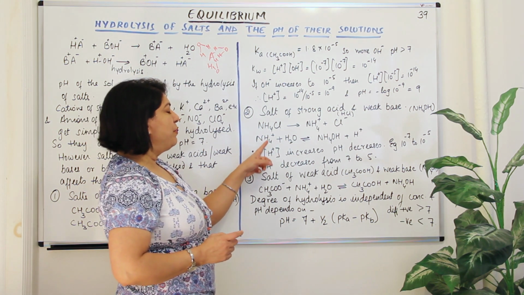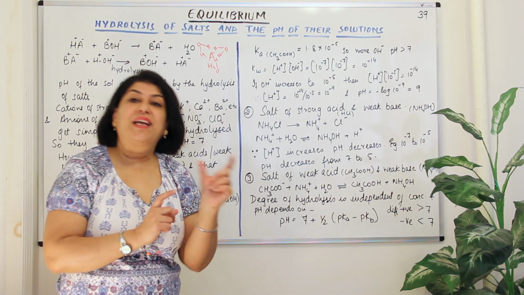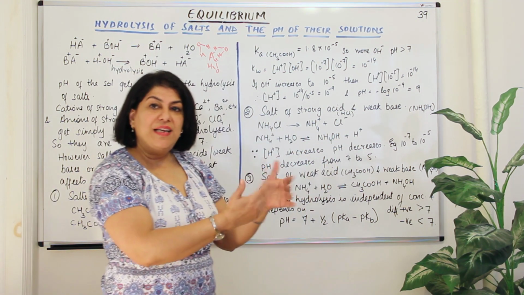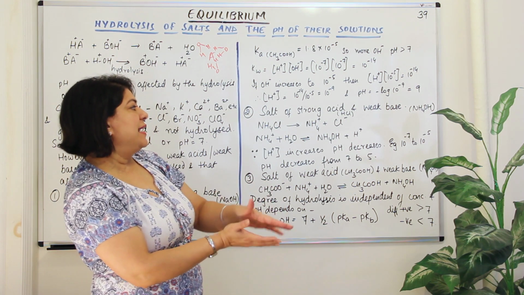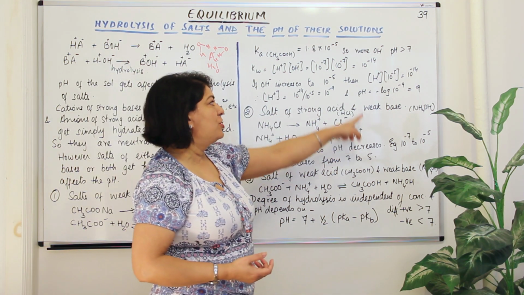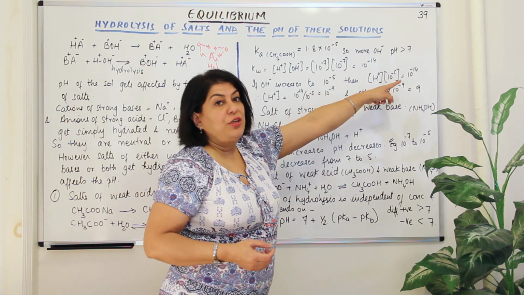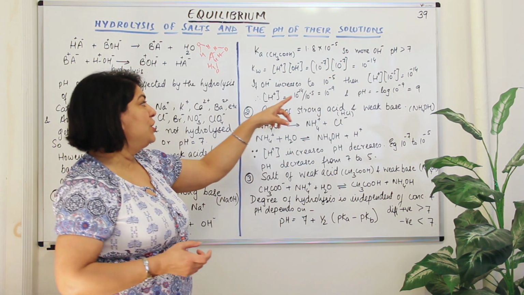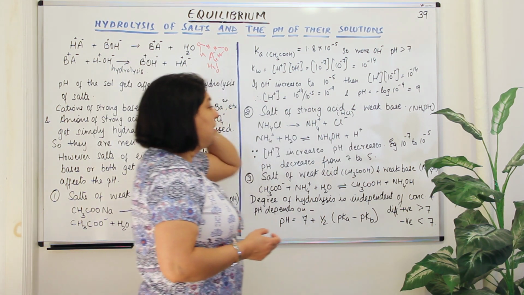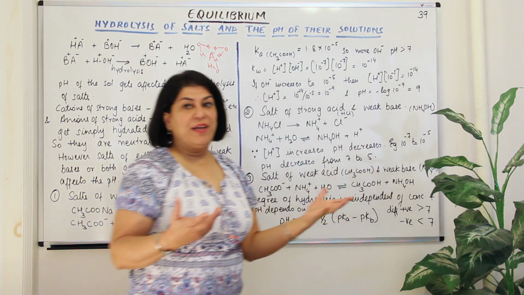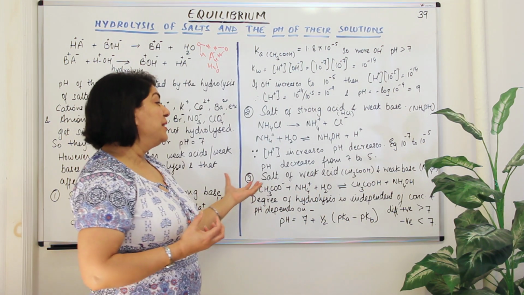Now since ammonium is positive, it combines with the OH negative of water, thereby leaving the H positive unreacted, which causes an increase in concentration of H positive ion in the solution. So initially, again, the ionic product of water should remain 10 to the power minus 14. If H positive concentration increases from 10 to the power minus 7 to 10 to the power minus 5 again, now what will happen to the pH?